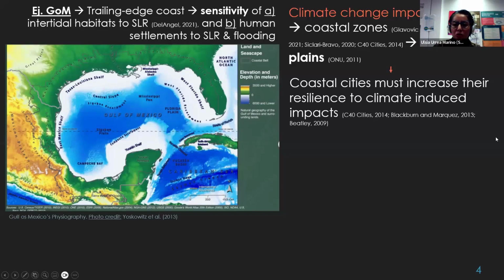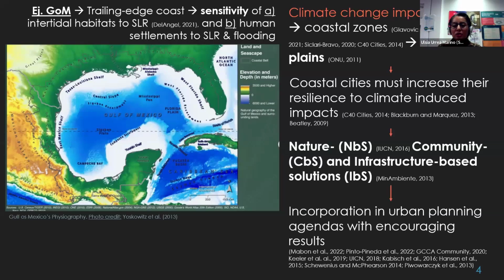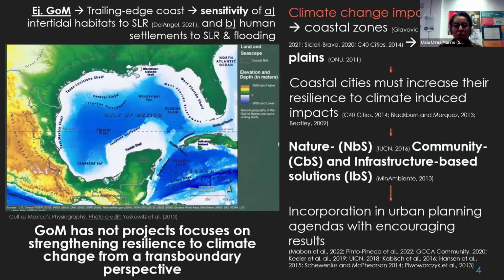So coastal cities need to take some actions to increase resilience against climate-induced impacts. And among the many actions that cities may take, there are nature-based, community-based, and infrastructure-based solutions. These solutions have been incorporated in urban planning and agendas with encouraging results, with different levels of success all around the world, but they have succeeded. So specifically for the Gulf of Mexico, the HasNot project focuses on strengthening resilience to climate change from a transboundary perspective. Even though it's a sea that is shared by 3 countries, we don't have it treated as a transboundary one.